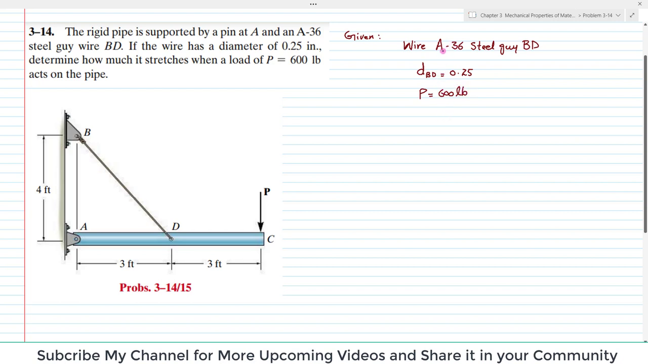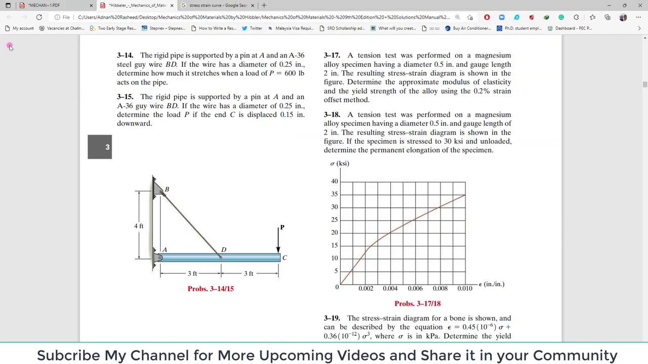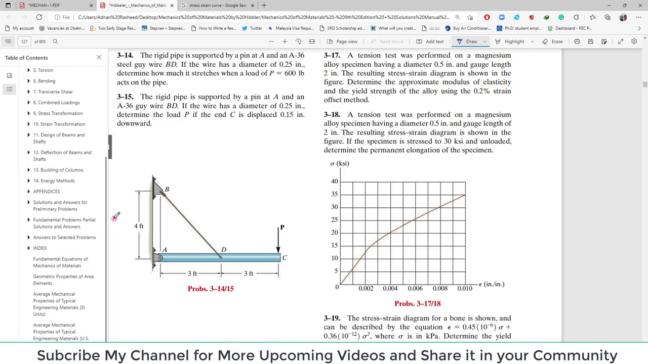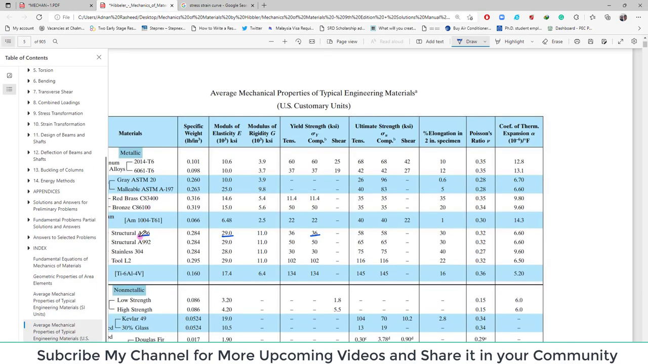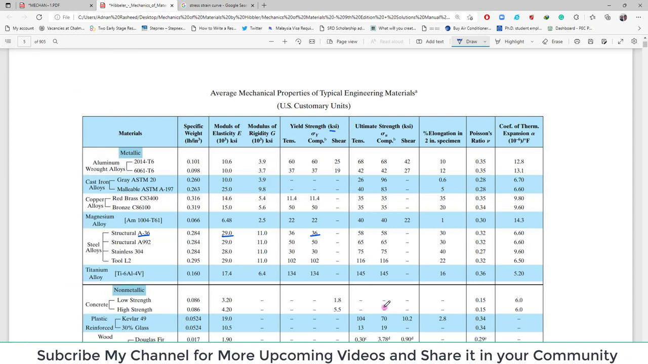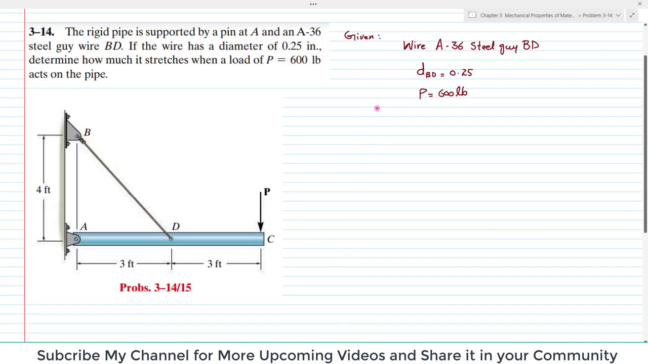Also, we will need some properties of A36. For that, we have to go to the end of the book, in the properties section of US customary. From here, you can see that structural steel A36 has E equal to 29 into 10 to the power 3 KSI and its yield strength is 36 KSI. So we will write it down also. Yield strength is equal to 36 KSI and modulus of elasticity E is equal to 29 into 10 to the power 3 KSI.